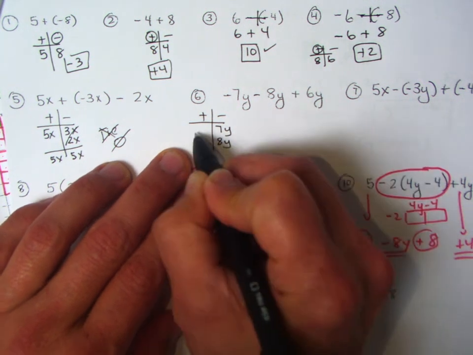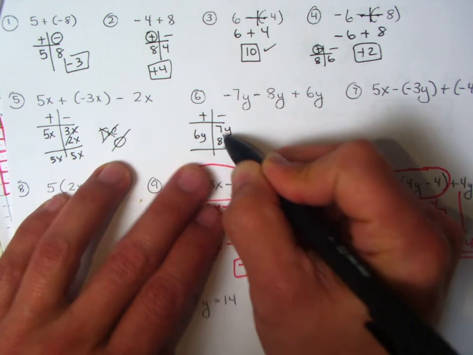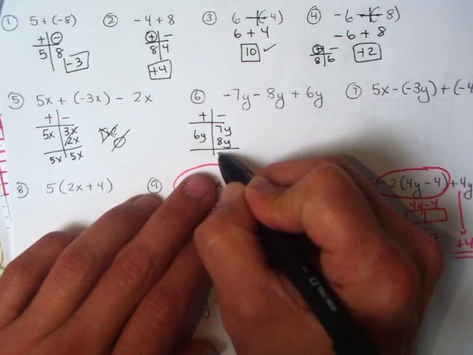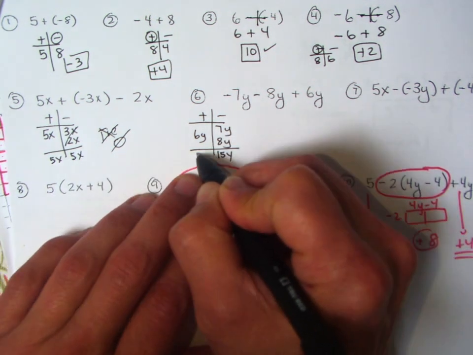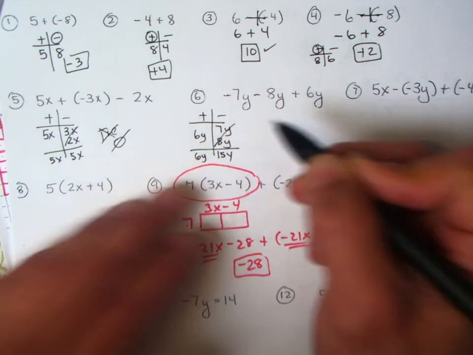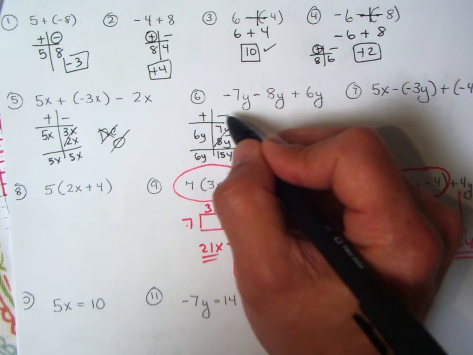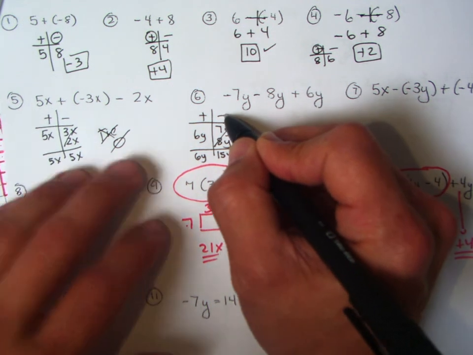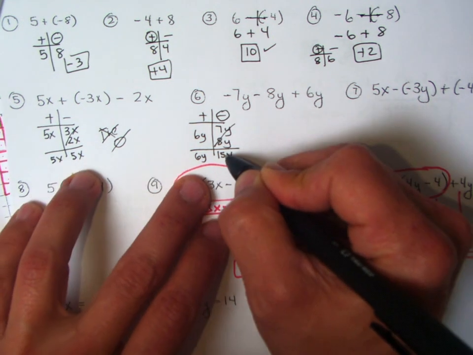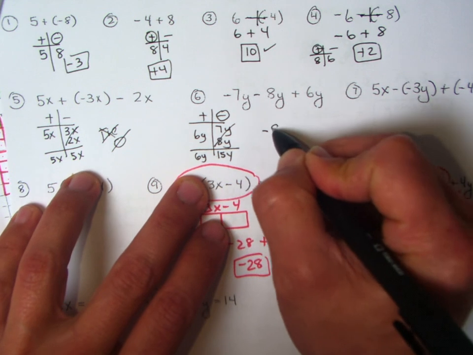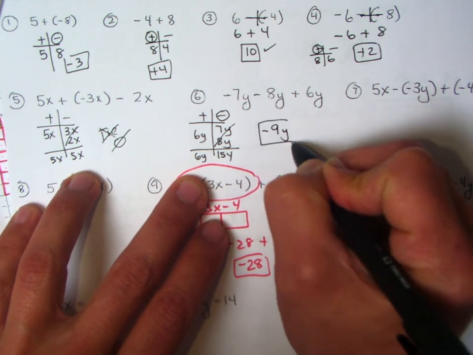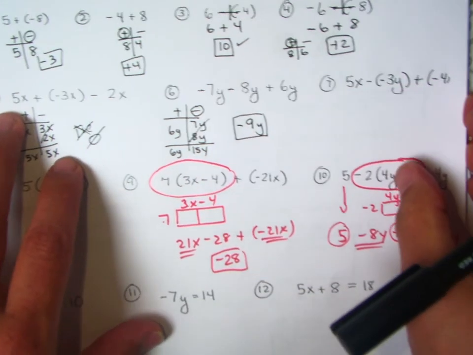And positive 6y. So I could add these. And these are 15y and 6y's, right? So who has more, the positive or the negative? Yeah, the negative. The negative by how many? Well, I'm going to subtract, so I have 9y. Pretty good? Alright, good job, you guys.